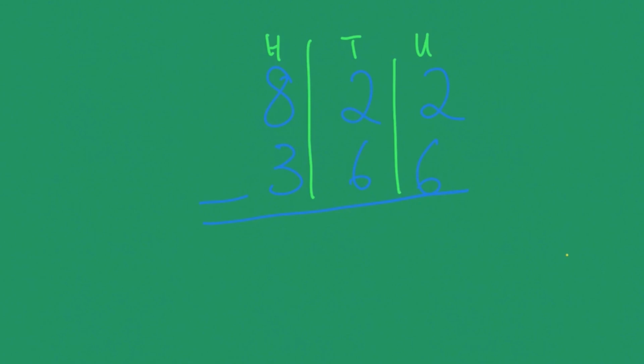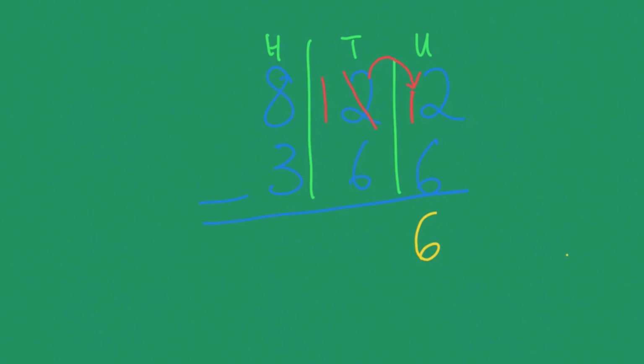Okay, let's try. We're going to look at the units section first. 2 minus 6, is that possible? I don't think so, because 6 over here is too big to subtract from the 2. So obviously we're going to borrow. So we're going to borrow 1 from the 2 here. And so over here we're left with only 1 because we borrowed 1. So 12 minus 6 gives me a 6.